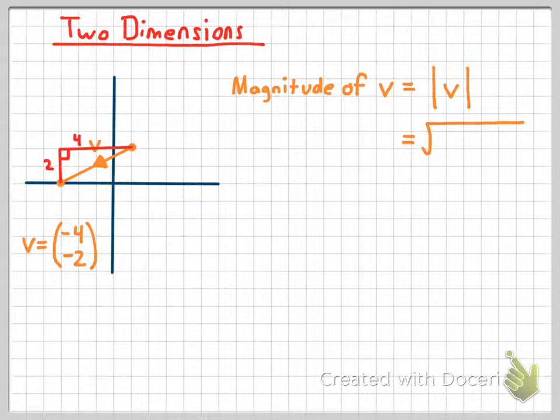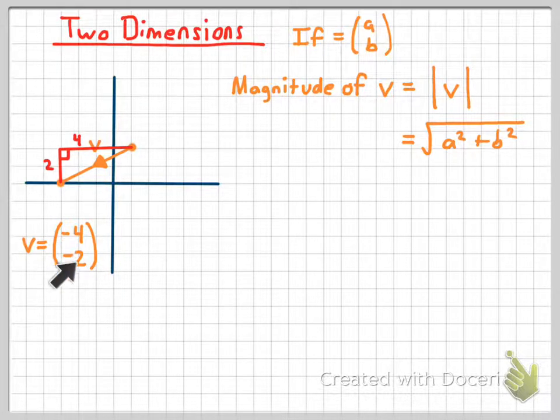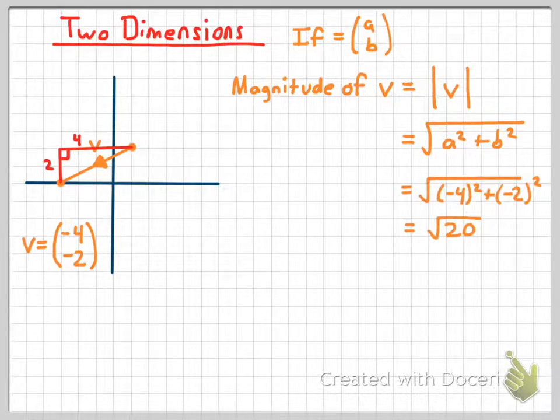A magnitude of a vector can always be found by taking the square root of the sum of the squares of the components of that vector. So in other words, if we square the a and the b for a vector v that can be written as the vector whose horizontal component is a and vertical component is b, well, that'll find us the magnitude. In this case, our a is -4 and our b is -2, so we'd get the square root of 20, which you could also write as 2 square root of 5 if you're trying to leave this as an exact value. Very simple, right?